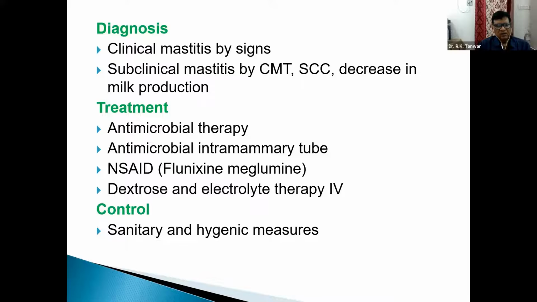Treatment: antimicrobial therapy is carried out. Antimicrobial intramammary tubes containing so many drugs are now available in the market. Then non-steroidal anti-inflammatory drugs, dextrose and electrolyte therapy, and control requires sanitary or hygienic measures.